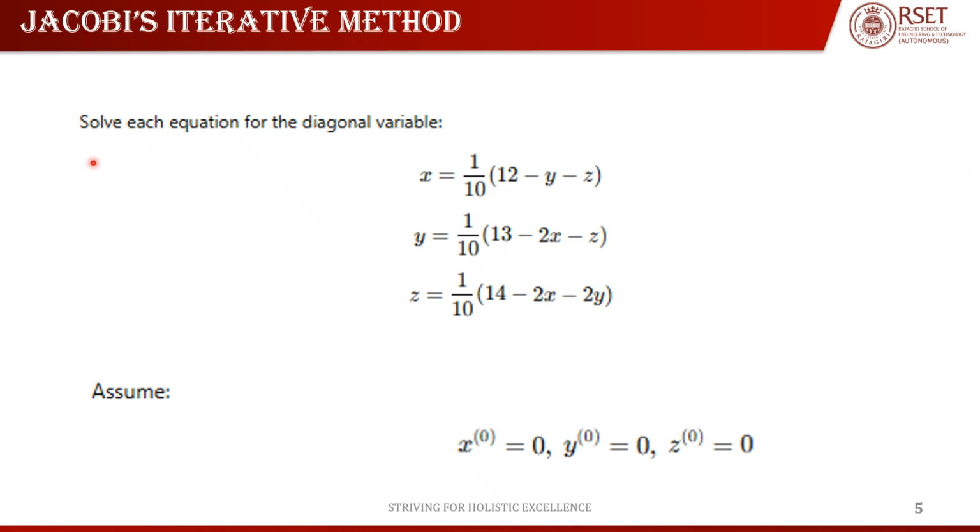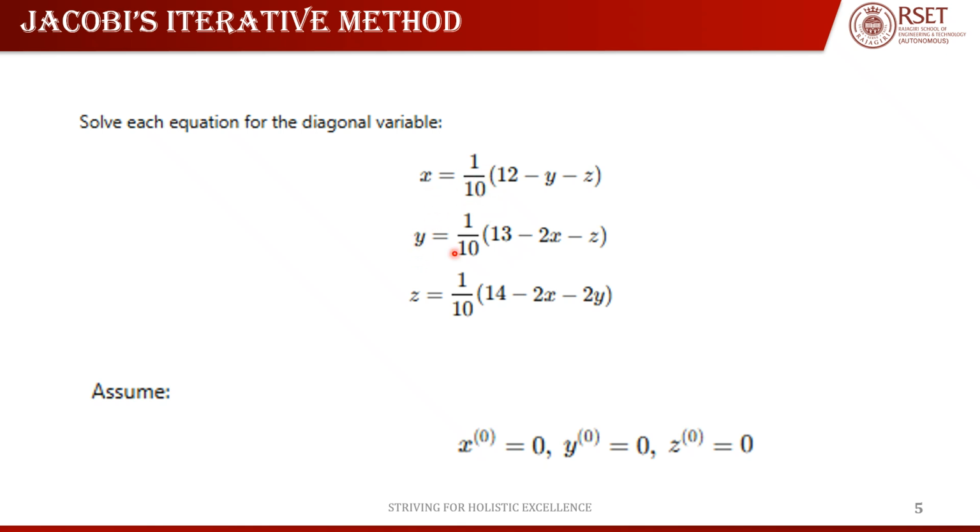Let's see the problem. Solve each equation for the diagonal variable. You are given three equations, right? Now what you do is separate for x. First you keep 10x here and take the variables y and z to the right. You had 12 here, and you had plus y, so you take it to the other side and it will be minus y; you have plus z, so you take that across too. Then you have 10x here, so you just divide by 10.